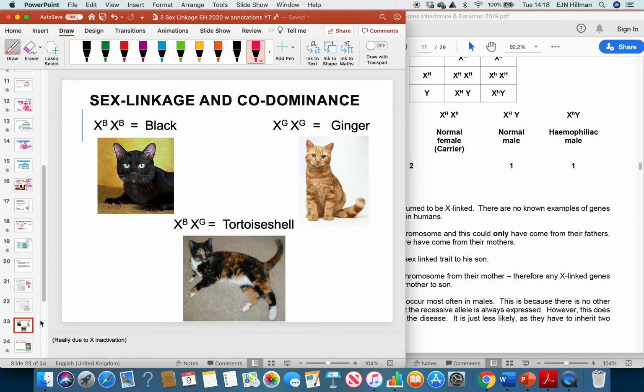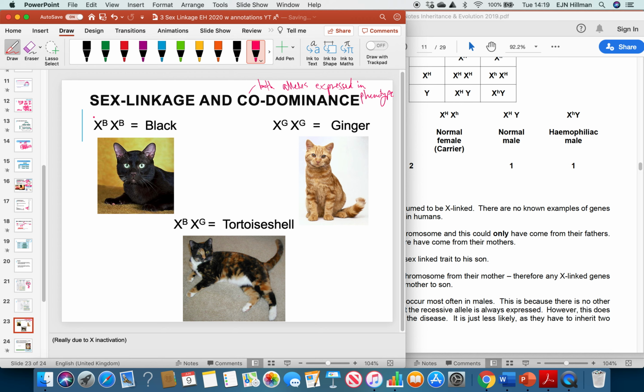Some other examples then. This is one with sex linkage and codominance. So if you need to revise codominance, go back to one of my previous videos. Codominance, so both alleles are expressed in the phenotype. It means that no allele is dominant over another. Okay, so cats can be black or they can be ginger.